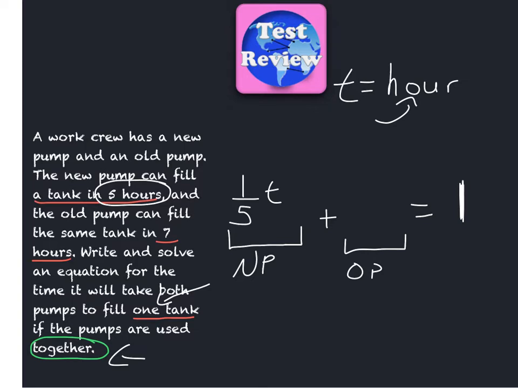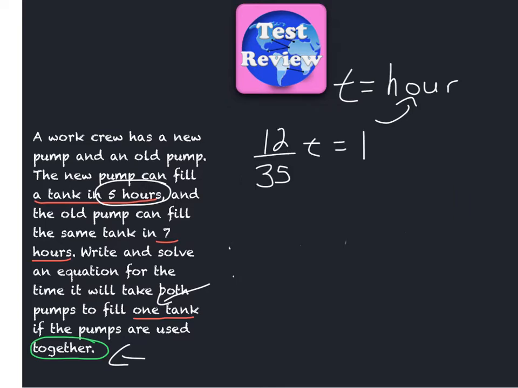And the old pump can fill it up in 7 hours. So if we change that in terms of just 1 hour, that would be 1/7 of a tank per hour. Now we just need to solve this. We have the same variable here, so we could just add 1/5 and 1/7 by finding the least common denominator or by using a calculator. But in this case, the LCD would be 35.